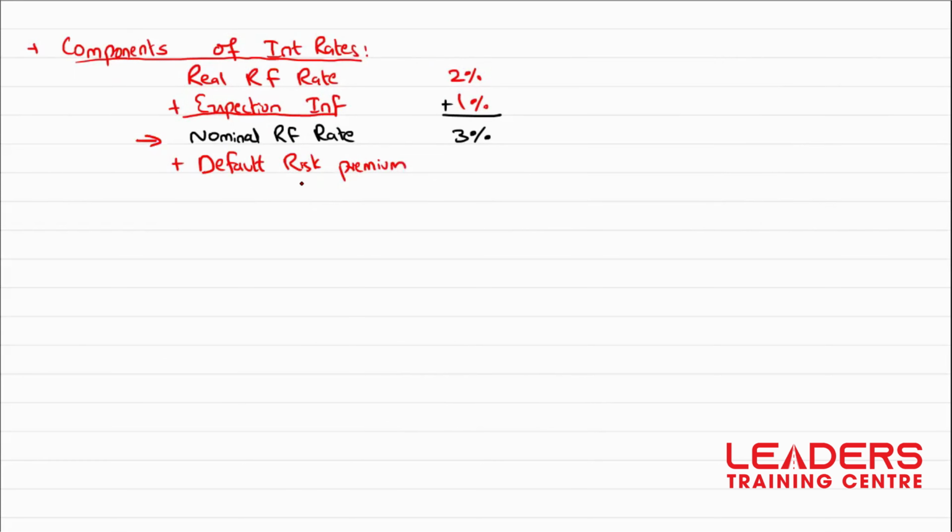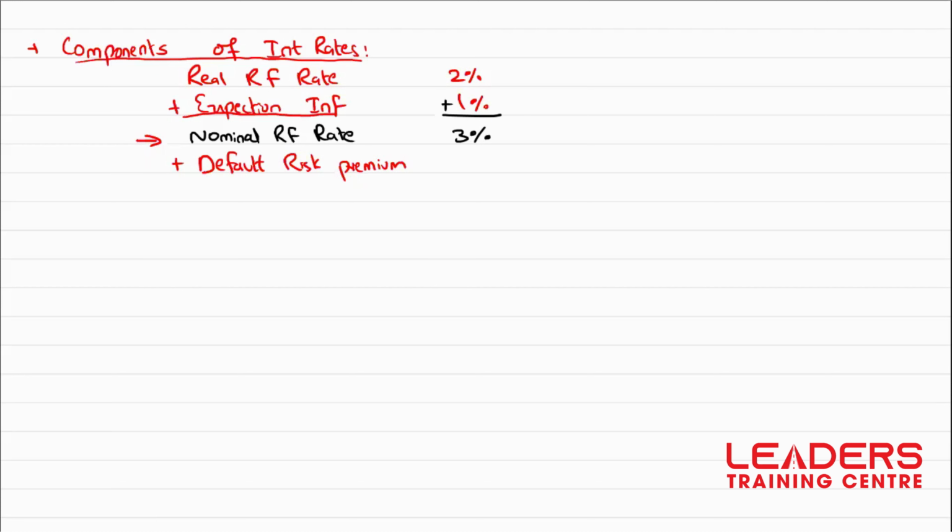Now, what is default risk? The default risk is defined as the risk of the borrower not being able to pay back the interest and principal on the loan on time. So the risk that the borrower may not be able to pay back the interest and principal on time is referred to as default risk.